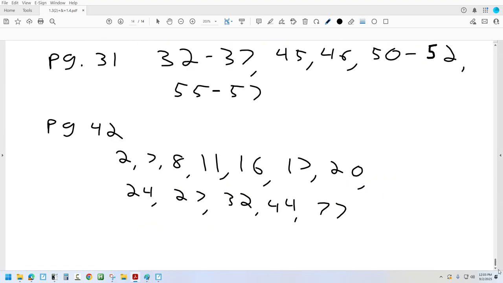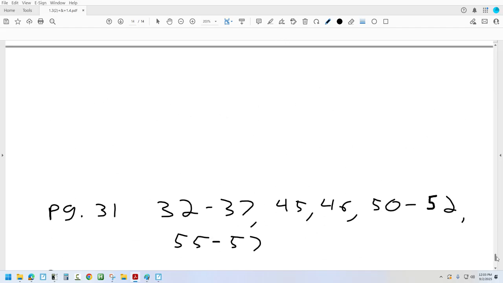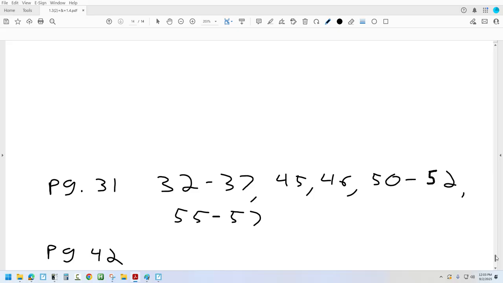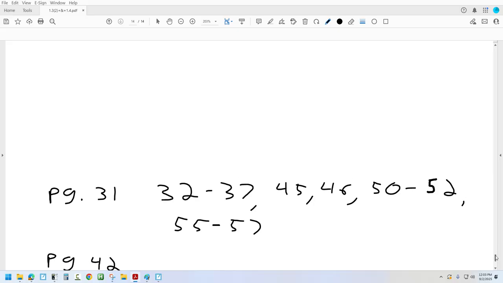So the homework is just page 31. Okay, there's nothing on page 42 tonight, so it's just the problems on page 31.